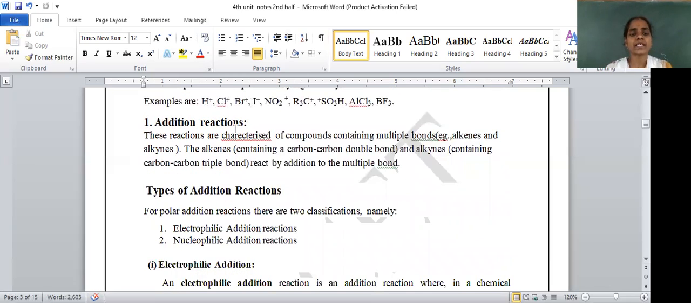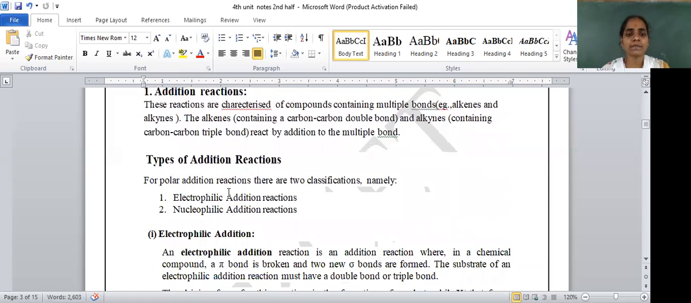Now the first type of reaction is the addition reaction. So what do you mean by addition reaction? These are the reactions mainly seen in alkenes and alkynes. With alkenes and alkynes, there is generally the addition of groups, and in the products, either double-bonded carbons or triple-bonded carbons may be forming.